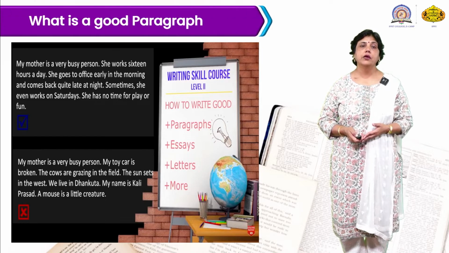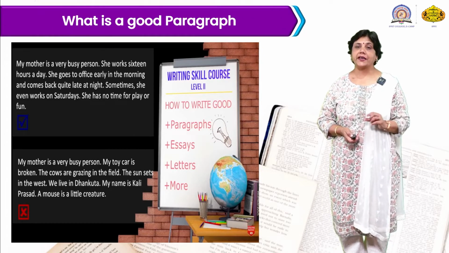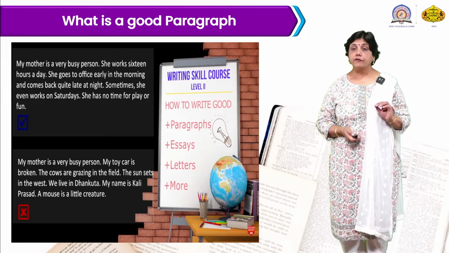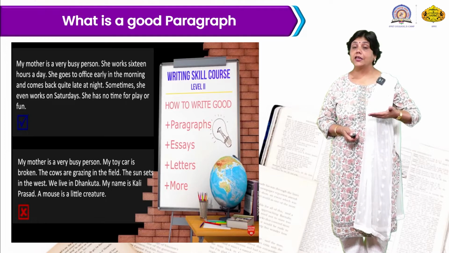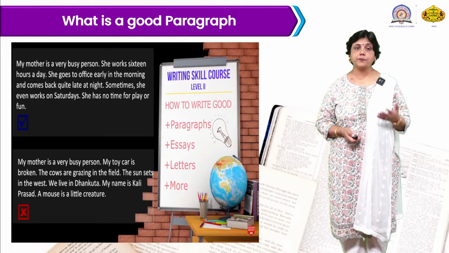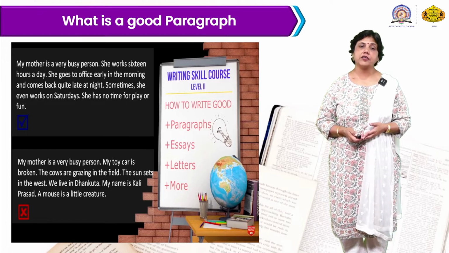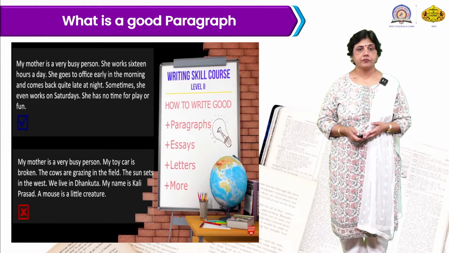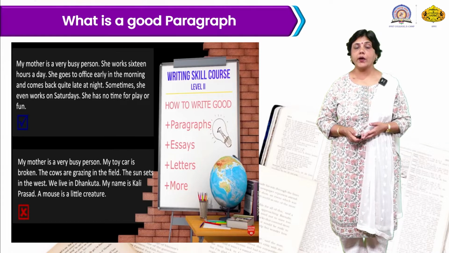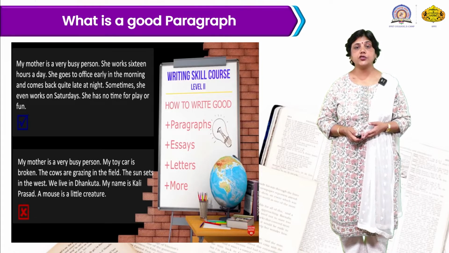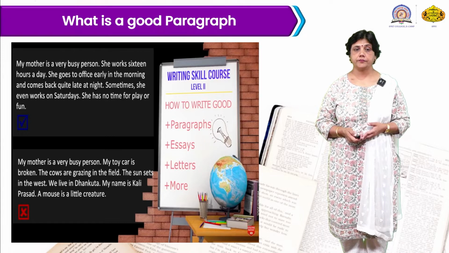Now in front of you, I am putting two short paragraphs, and we will understand which one is good and which one is not so good. First paragraph. My mother is a very busy person. She works 16 hours a day. She goes to office early in the morning and comes back quite late at night. Sometimes she even works on Saturdays. She has no time for play or fun.